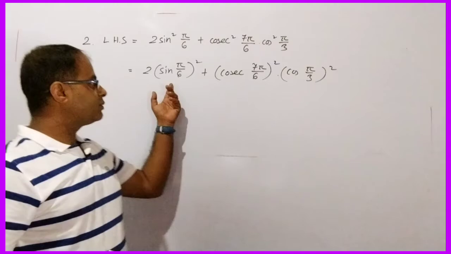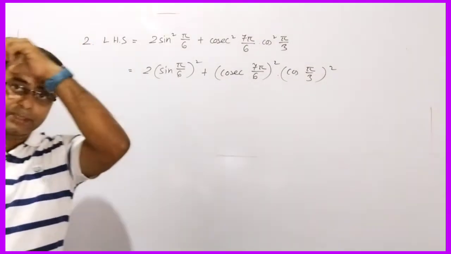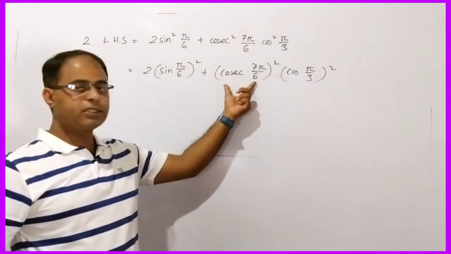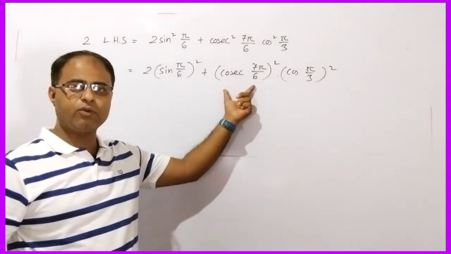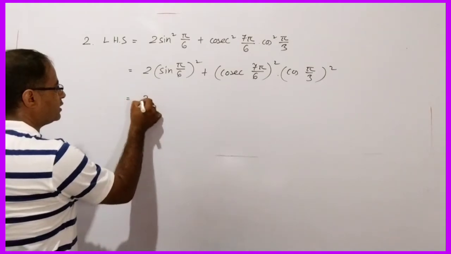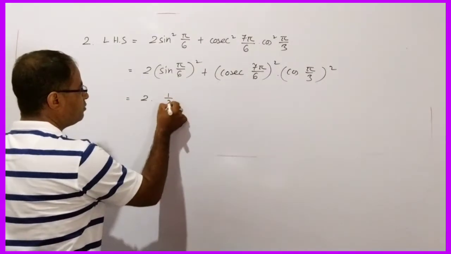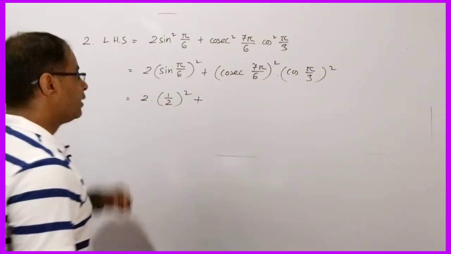We have direct values of sine pi by 6 and cos pi by 3, but the cosec 7 pi by 6, we must convert into the known trigonometric angles, that means pi by 6, pi by 4, pi by 3, pi by 2, like that. So 2 sine pi by 6, we already know that sine pi by 6 is sine 30, and sine 30 means half, that means half whole square.